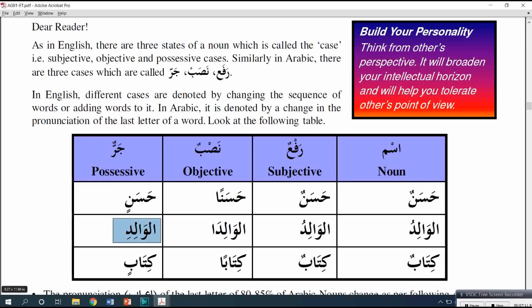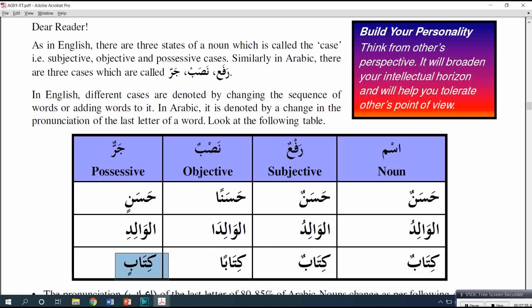Like three examples. Kitabun, this is a noun. Kitab means book. Kitabun means subjective, meaning this is any book. If you are taking action on the book, like read this book, it becomes kitaban. It will appear as kitaban, like read book. And kitabin, which becomes possessive, is something special, so it means you are talking about some special book.